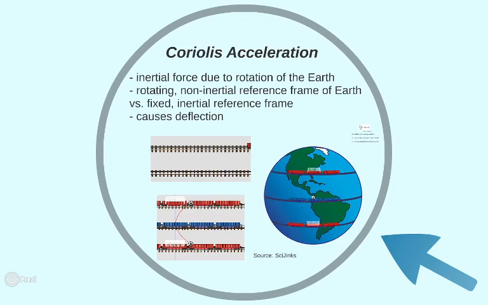More specifically, it is something that arises because we are considering two different reference frames. On the one hand, we have the rotating non-inertial reference frame of the Earth, because it's rotating, obviously, and on the other hand, we have a fixed inertial reference frame. And we are going to use the analogy of a ball that is being kicked towards a goal to illustrate how this force causes deflection in the rotating frame.